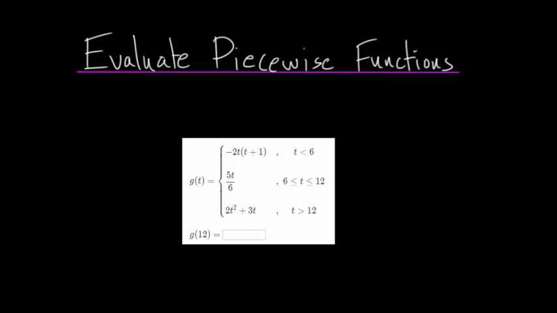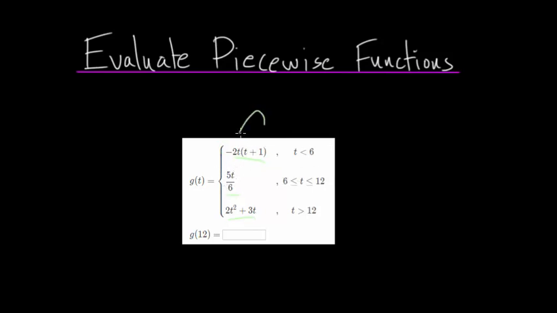For this video, I'd like to talk about how to evaluate piecewise functions. So before we get into the evaluation, we need to ask ourselves, what is a piecewise function? This is a function basically composed of multiple parts, where each part is only covered over a certain part of the domain. So for instance, for all t values less than 6, the function looks like this. But once t gets between 6 and 12, it takes on a completely different form.